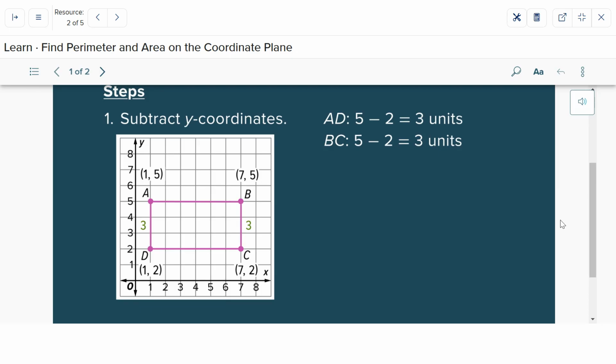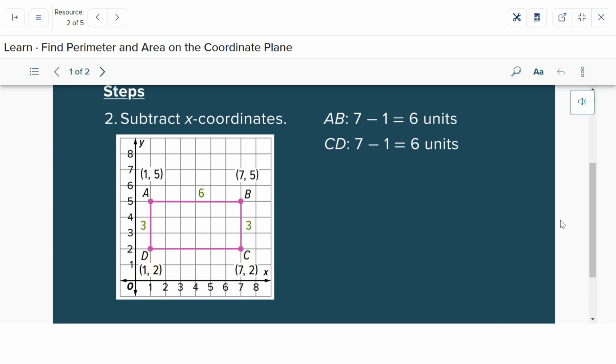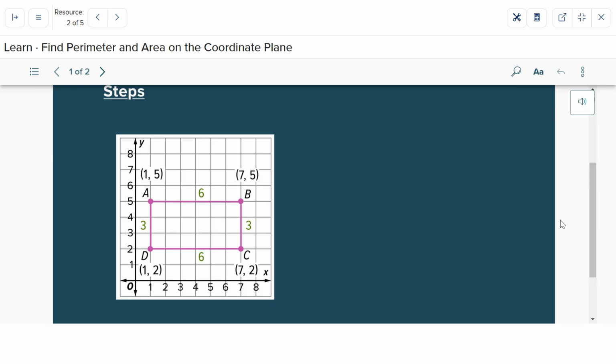To find the distance between 2 points with the same y coordinates, subtract their x coordinates. Points A and B have the same y coordinates, so subtract their x coordinates. Side AB measures 6 units. Points D and C have the same y coordinates. Side CD is 6 units. Now, find the perimeter of the rectangle by adding the lengths of the sides.